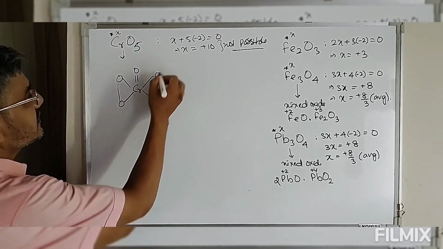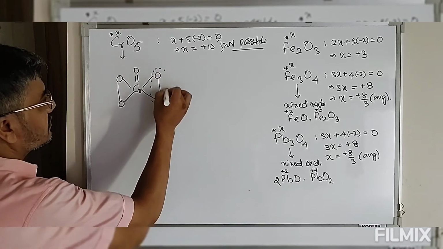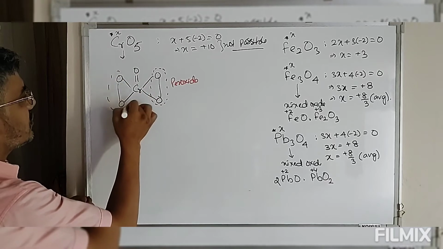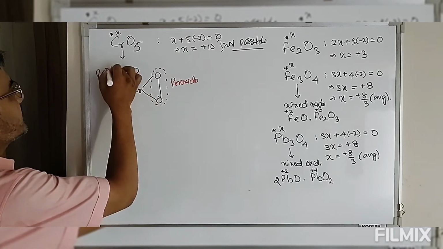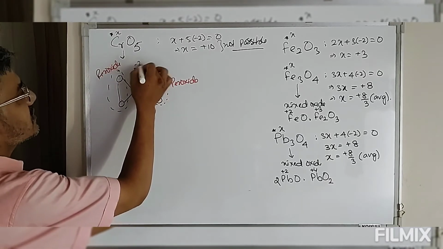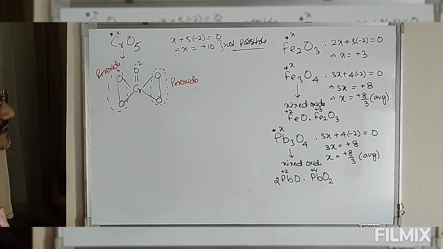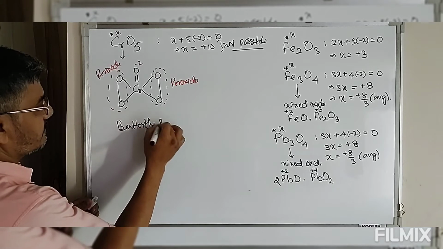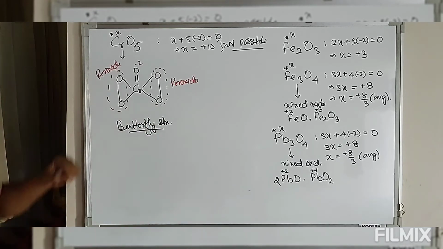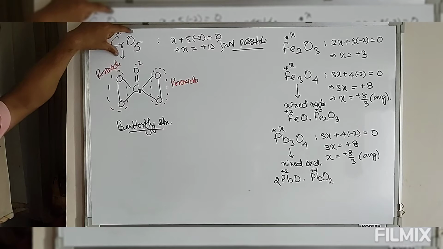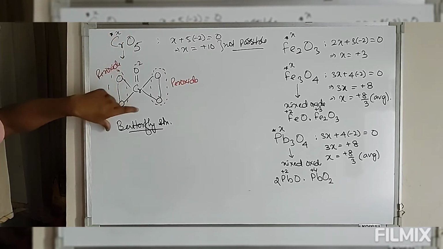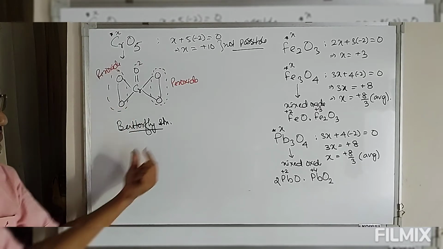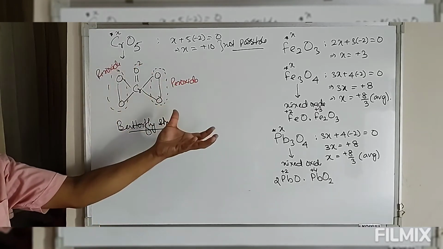Now if you look at this, these two oxygens are peroxide, these two oxygens are also peroxide, and this oxygen is normal oxide. So this structure is what we call the butterfly structure. To define the oxidation state of chromium in CrO5, we have to take the structure into account. From this structure, we come to know that there are two different types of oxygen present. Some of the oxygens are in peroxide form, some are in oxide form.